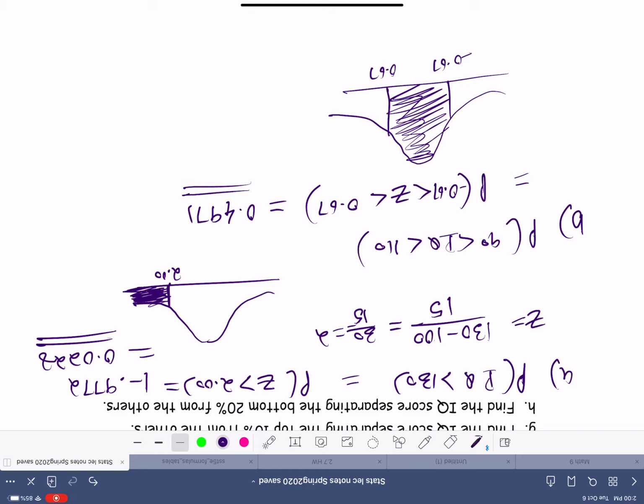Again, if you're using the calculator, StatCrunch, or the tables, your answer can be slightly off, but they can still be correct. So there's still about 49% chances of finding somebody whose IQ lies between 90 and 110.